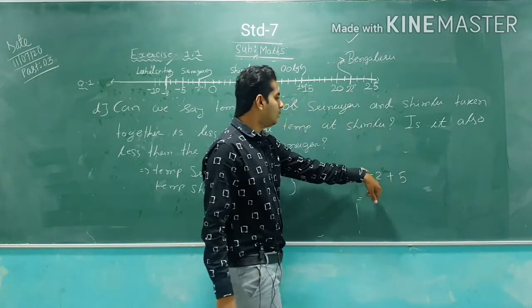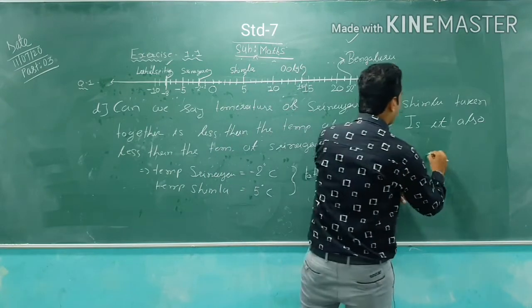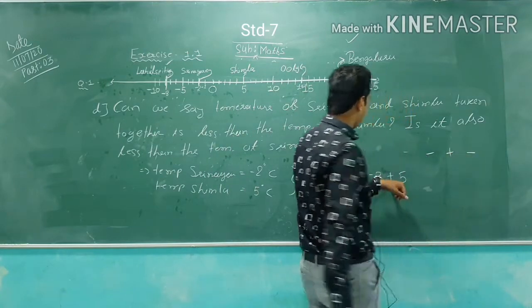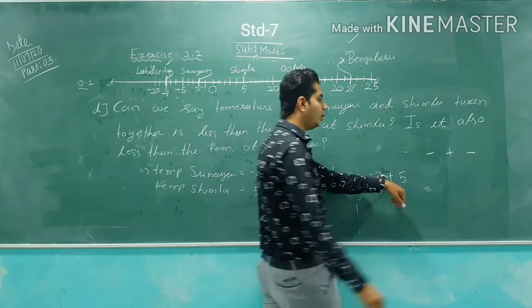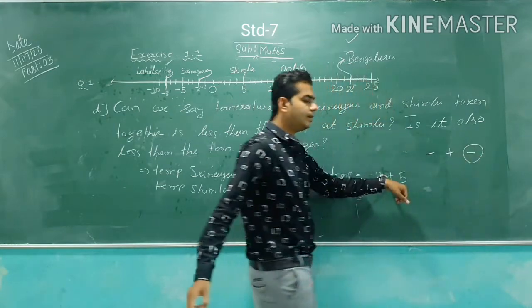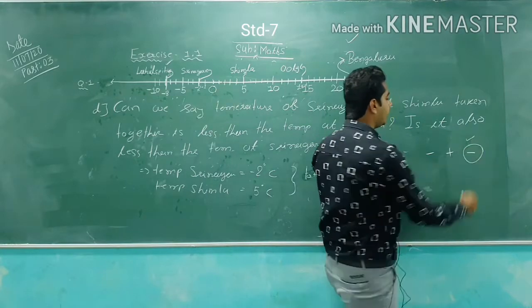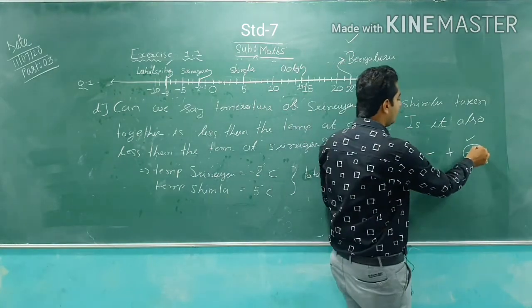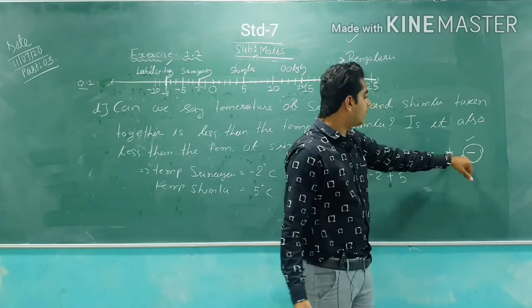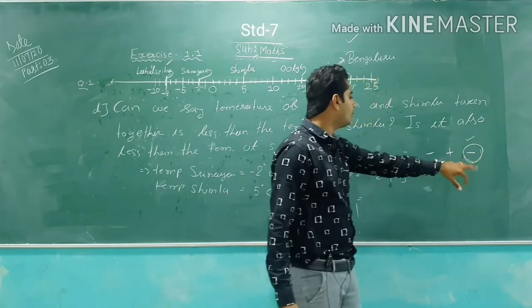Again, see, minus plus is what? Minus plus minus. We have to do subtraction. In addition and subtraction, we have to perform this third one, and in multiplication, we just have to put the sign. So in addition or subtraction, what you have to do? We have to perform the last term.